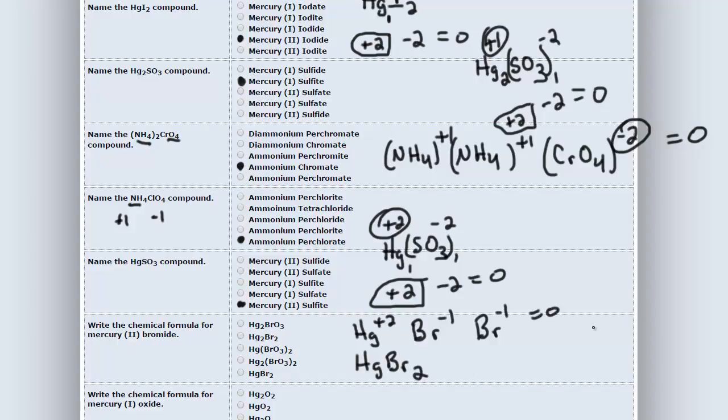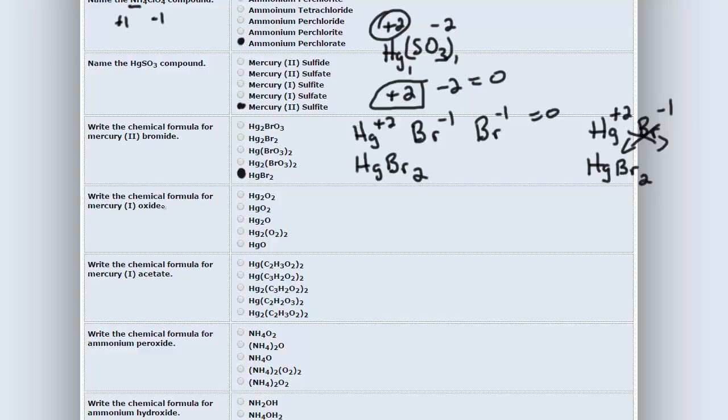We could have also gotten that answer by saying mercury 2, Hg with a +2, bromide, Br with a -1. Do the crisscross, we get Hg, and we have to bring that 1 down, and then we have a Br, and we bring the 2 down on over. There you go, HgBr2.